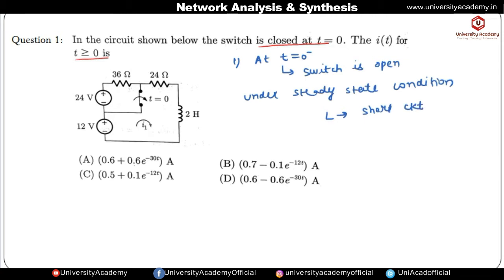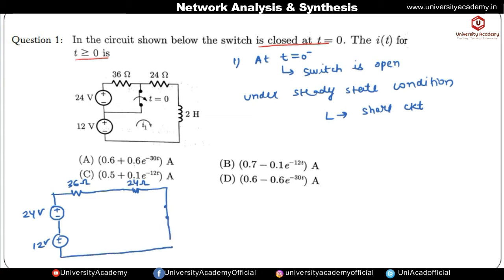So let us draw the circuit. Here we have a voltage source whose value is 24 volt. This is another voltage source and its value is 12 volt. Now this switch is open. This is a 36 ohm resistance. The switch is open, so I am not drawing that path. And this is a 24 ohm resistance, and under the steady state this inductor will act as a short circuit, so you can draw this path also.